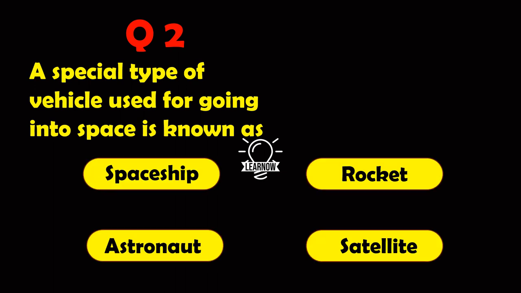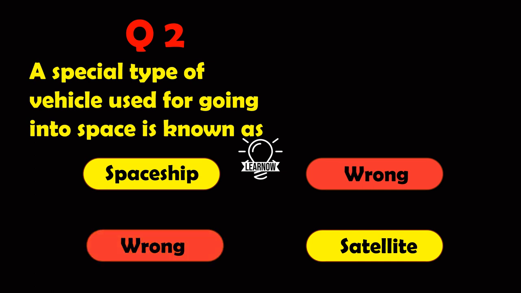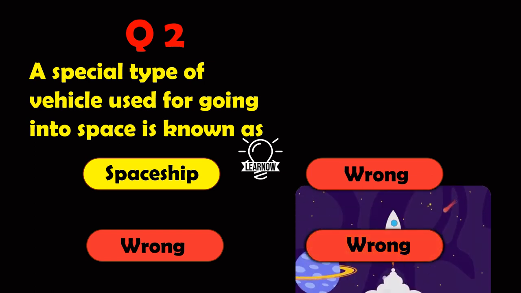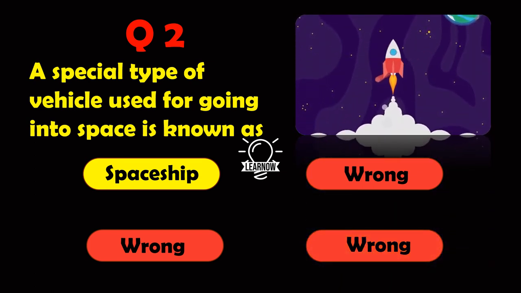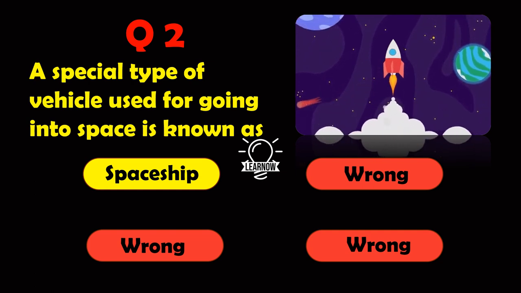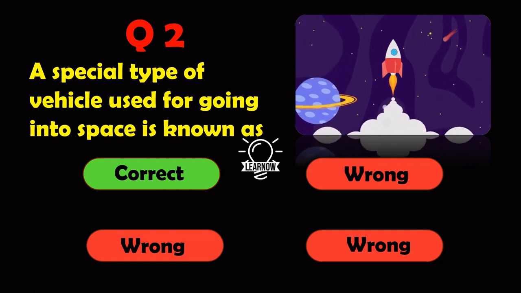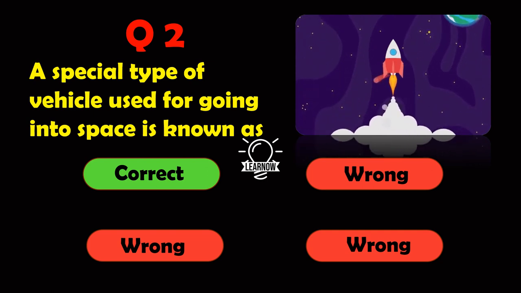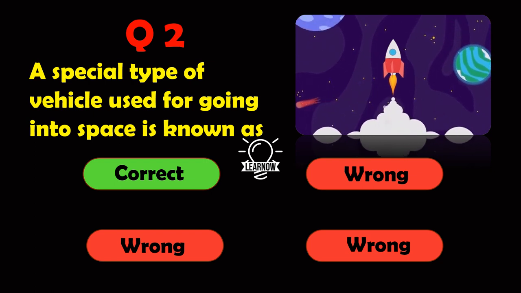Question number two. Question is, a special type of vehicle used for going into space is known as, here are the options, a spaceship, rocket, astronaut, or a satellite. Let's find out the correct answer. Is it a rocket? Rocket is wrong. Is it astronaut then? Astronaut is also wrong. Satellite. Satellite is wrong. So a special type of vehicle used for going into space is known as spaceship. And as you can see in the picture, there is one spaceship. All right, we'll go to the next question.